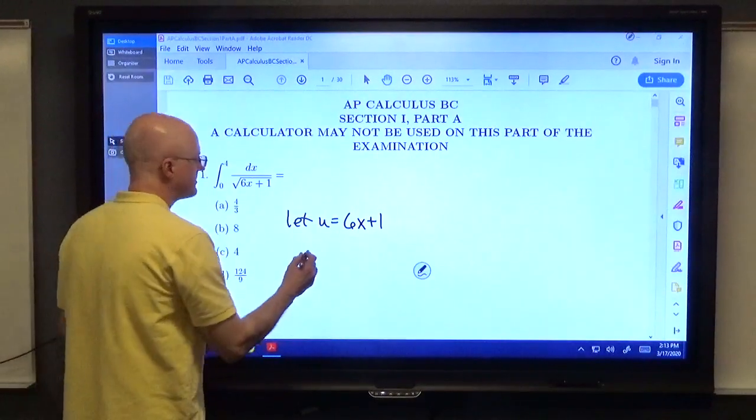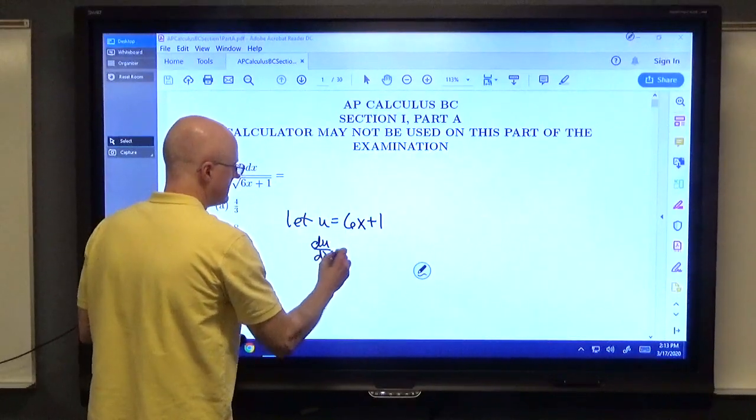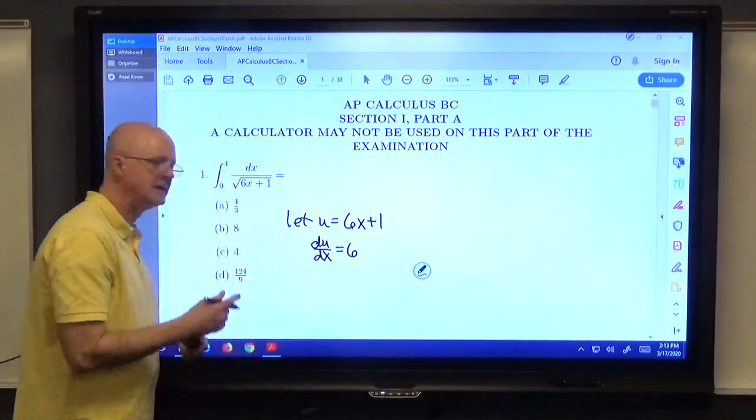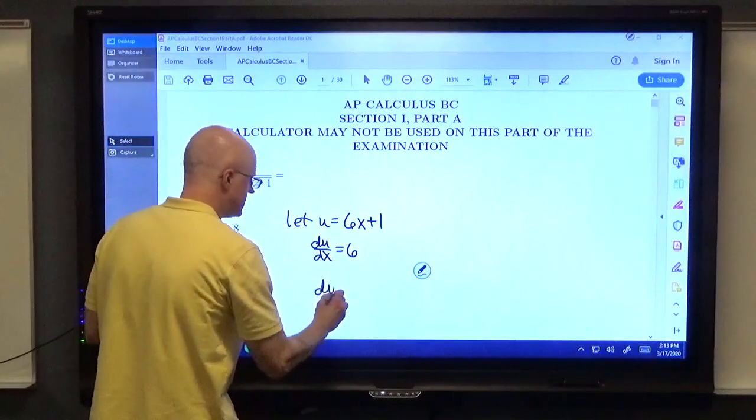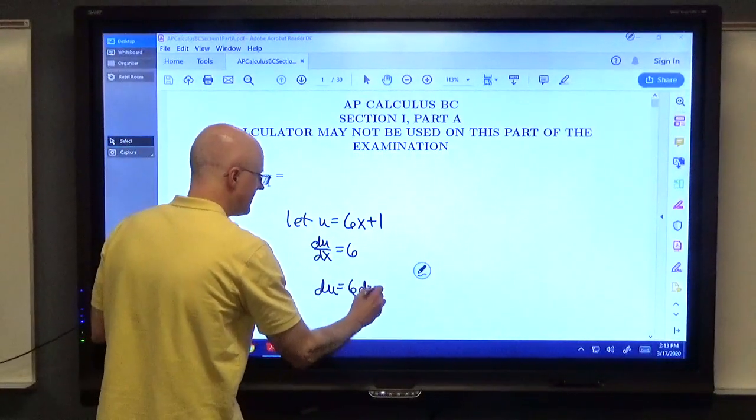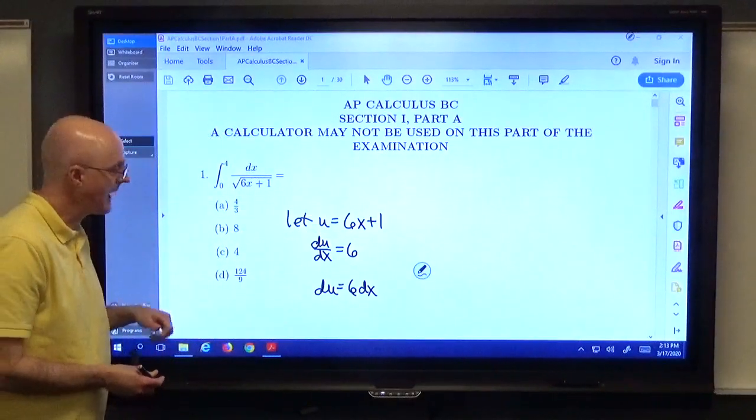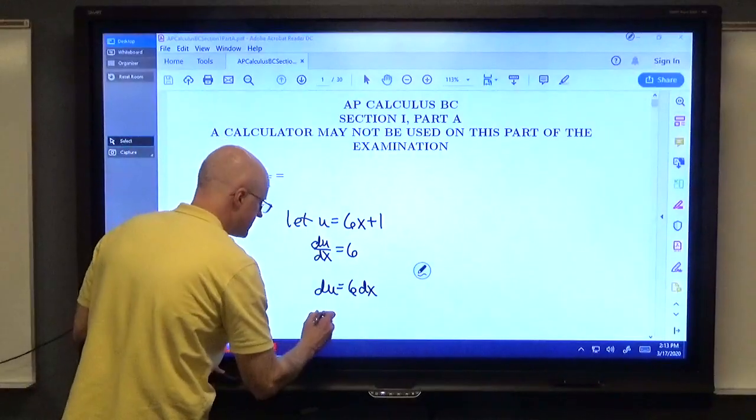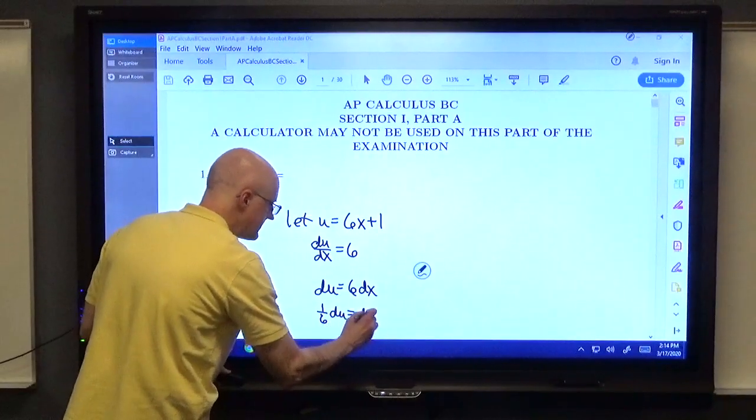What will the constant multiple be? You need to find the derivative of u with respect to x. du/dx is 6. You need to pretend this is a fraction and pretend multiplying both sides by dx to get du is 6 dx. Okay. There's no 6 in front of that dx. However, you can divide both sides of this equation by 6 to get 1/6 du is the same as dx.